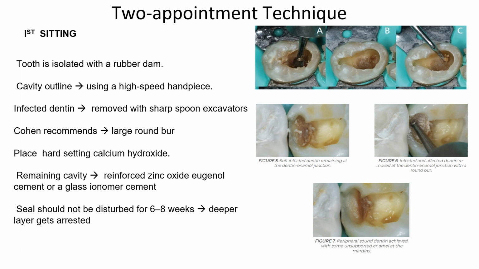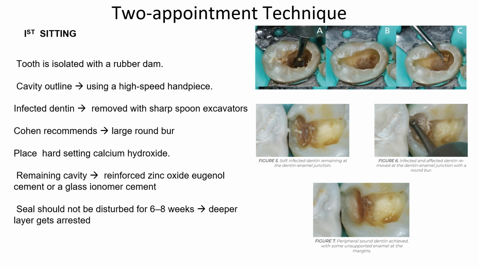So coming to its treatment protocol, it can be done in two appointments or a single appointment. In a two appointment procedure, in the first sitting, we isolate the tooth under rubber dam to prevent cross infection, and the cavity outline is carried out using a high speed handpiece. The infected dentin can generally be removed with a hand instrument, that is a sharp spoon excavator. Cohen has also recommended a large round bur for this procedure.